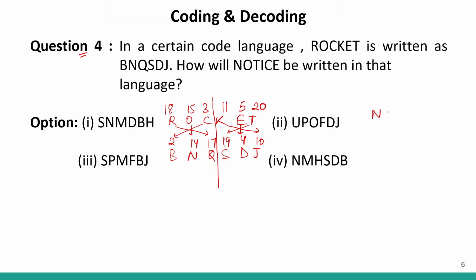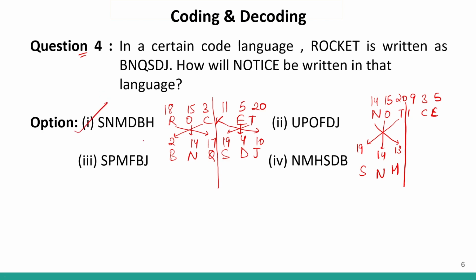So I'll do the same thing for notice, correct? For notice, the forward ranks of N is 14, O is 15, T is 20, I is 9, C is 3, E is 5. So we'll do the same thing like this. So here we'll get 19, here we'll get 13, and here we'll get 14. Correct? So 19 S, 14 N, and 13 M. So the first three terms will be S, N, M, which is given in option number 1. So option number 1 will be your answer.